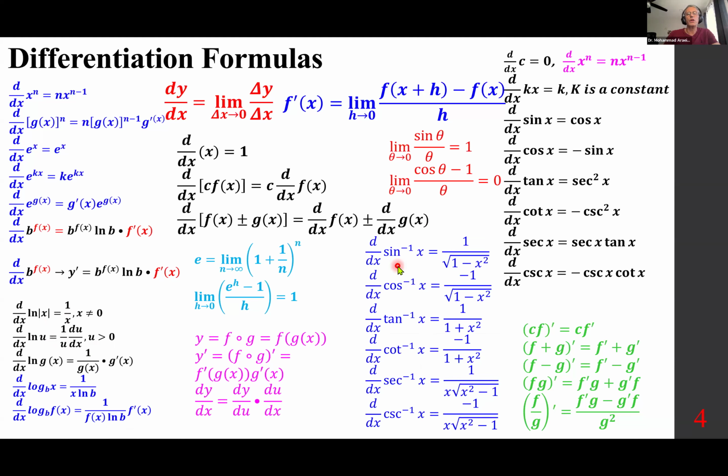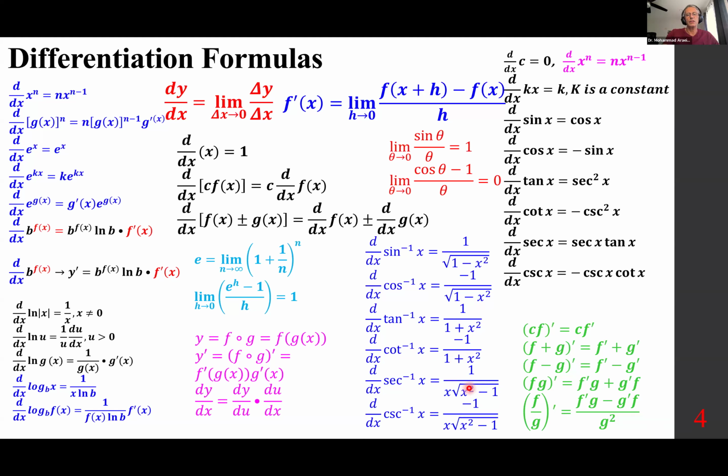For example, the derivative of sine inverse is 1 over square root of 1 minus x squared. And the derivative of cosine inverse is the same thing with the negative in front of it. The derivative of tan inverse is 1 over 1 plus x squared. And the derivative of cotangent inverse is negative 1 over 1 plus x squared.